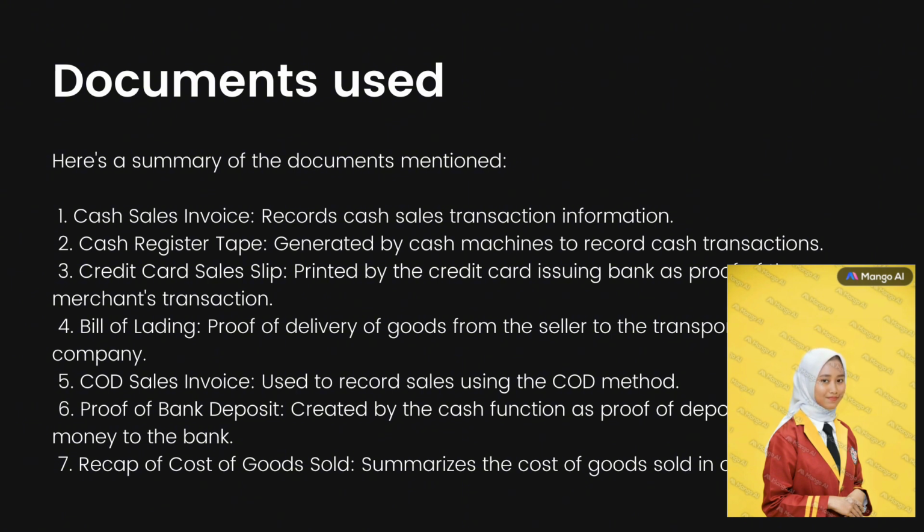5. COD sales invoice, used to record sales using the COD method. 6. Proof of bank deposit, created by the cash function as proof of deposit of money to the bank. 7. Recap of cost of goods sold, summarizes the cost of goods sold in one period.